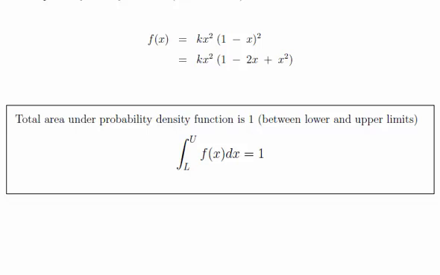Now, the trick to this question is that the total area of the probability density function is 1 between the upper and lower limits. So when we integrate the PDF, between the upper and lower limit, the total area should be 1. I'll come back to that shortly, but this is the trick to this question. So let's go down to the next page.